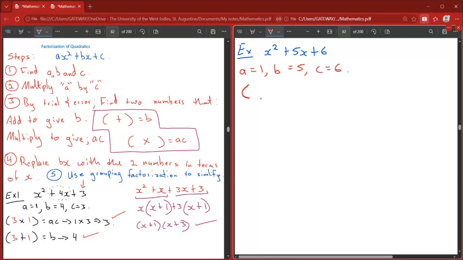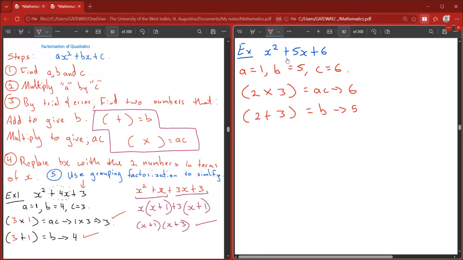The next step is you look for two numbers which, when multiplied, will give you the product of AC, a times c. So 1 multiplied by 6 is just 6. And the two numbers that multiply to give you 6 must add up to give you b. But what is b? B is 5. So it's going to be 2 plus 3 is 5, and 2 times 3 is 6.